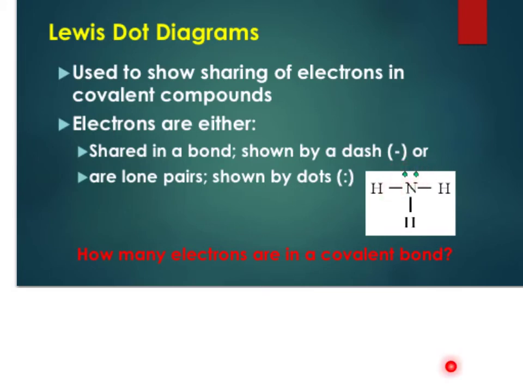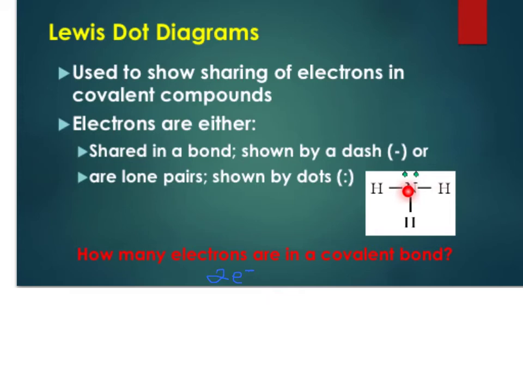Now, each atom donates 1 electron to the bond. So how many electrons do we have in a covalent bond? That means we're going to have 2 electrons. So each dash represents 2 electrons. So when we check, this dash represents 2 electrons. Hydrogen has 2 electrons here. Hydrogen has 2 here because it's sharing. Hydrogen also has 2. So these 3 hydrogens have their valence shell filled because they're sharing 2 electrons with nitrogen.